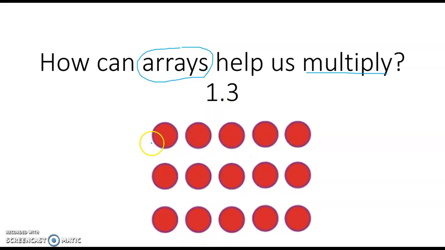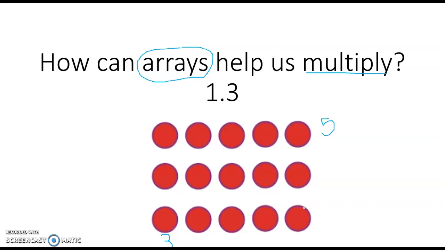So looking at this array, I've got 1, 2, 3, 4, 5 in this row. I've got 1, 2, 3, 4, 5 in that row. 1, 2, 3, 4, 5. So my rows are equal. Looking at my columns, I've got 1, 2, 3. 1, 2, 3. 1, 2, 3, and 1, 2, 3. So my columns are also equal.